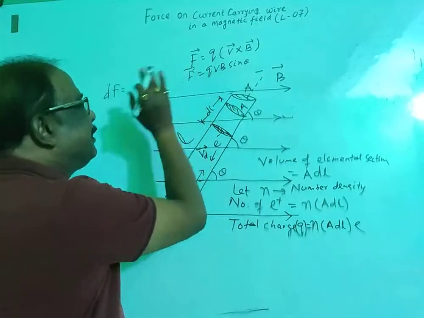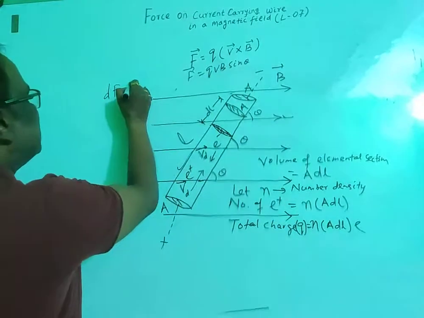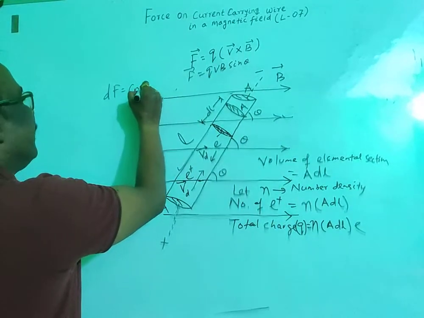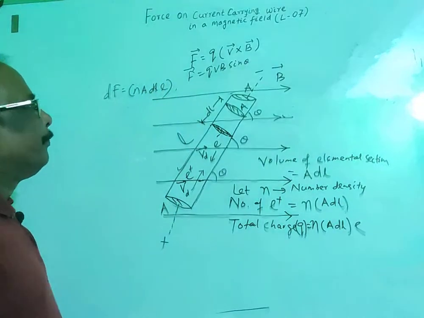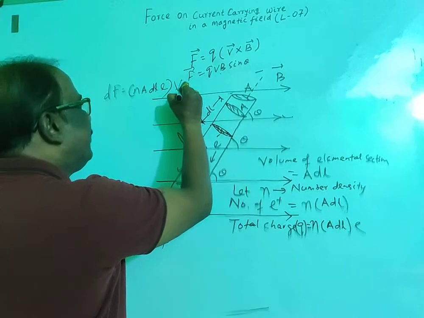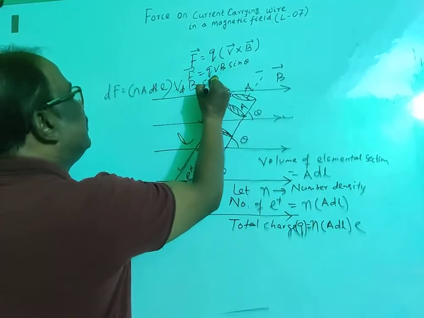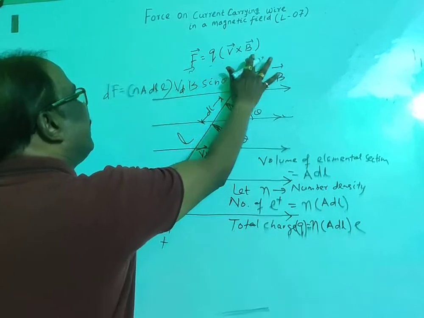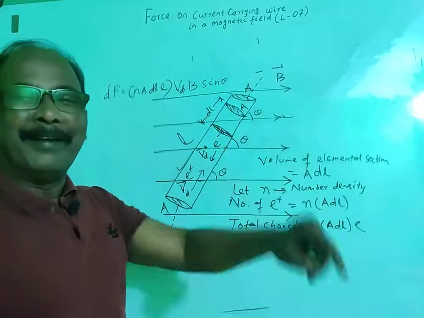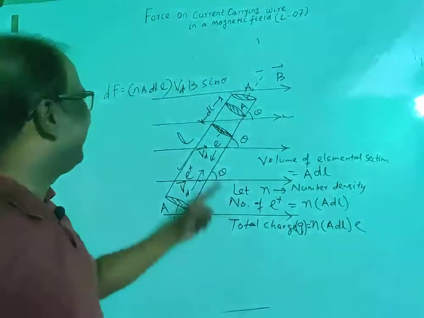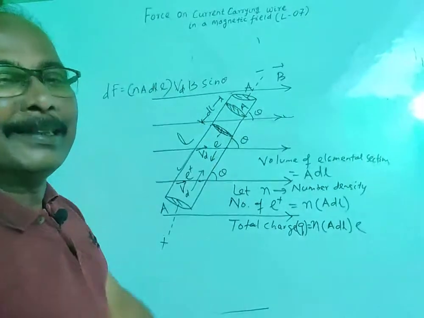Now, in accordance with this formula, force is Q. Here Q is n A dl into e. This is Q. Then velocity V is the drift velocity. Q V, magnetic field is B into sin theta. So we have got our formula Q V B sin theta. Here V is the drift velocity. So this is the dF force on this elemental section of conductor.